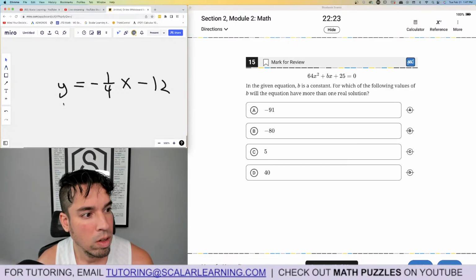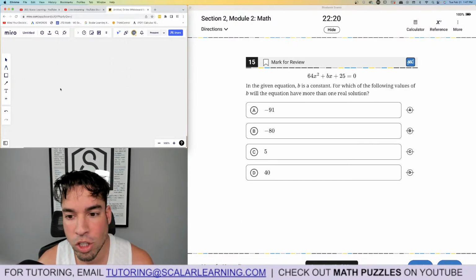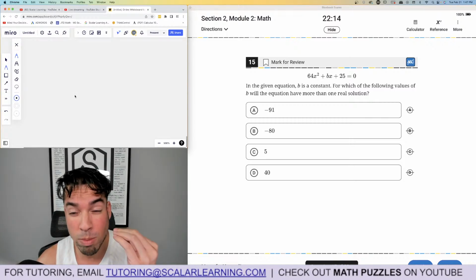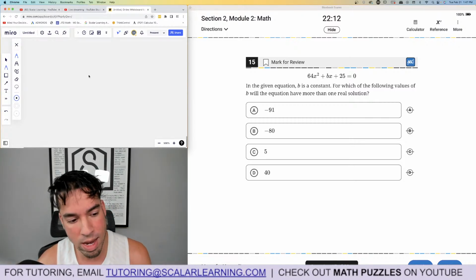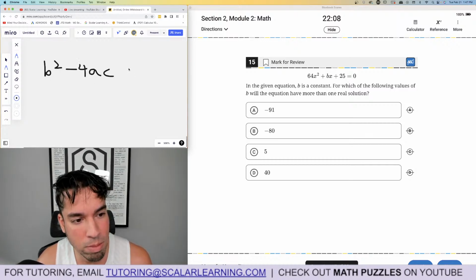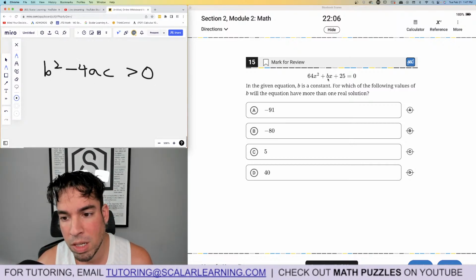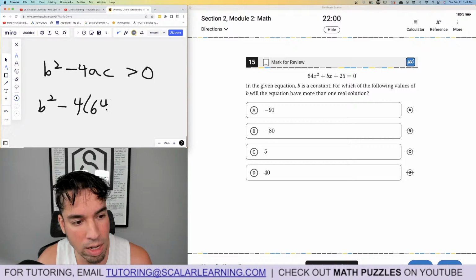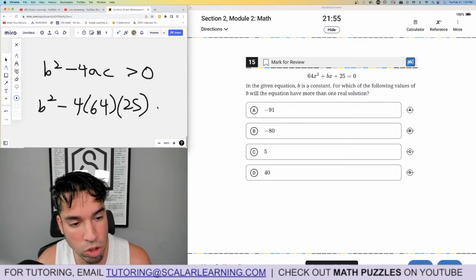15. Okay, in the given equation, b is a constant. For which of the following values of b will the equation have more than one real solution? So this goes to the discriminant. Anytime we're talking about a quadratic with more than one real solution, a.k.a. 2 real solutions, the discriminant b squared minus 4ac must be greater than 0. So this is literally a, b, and c. So it's b squared minus 4 times a, 64, right in front of the x squared, times c, which is 25.